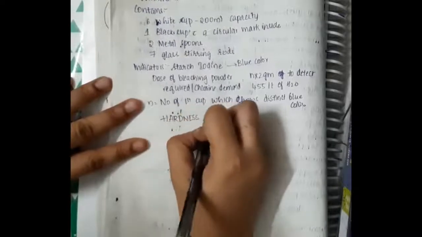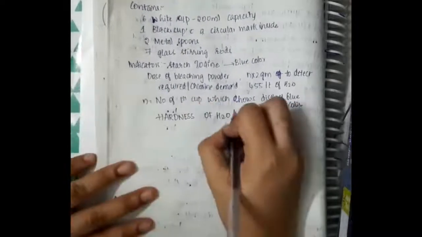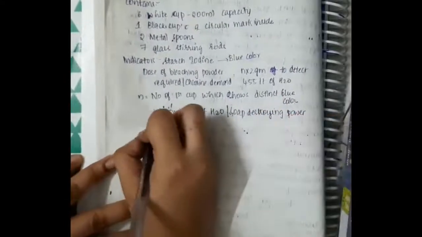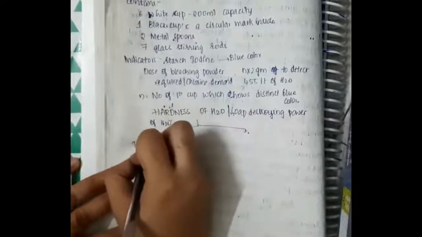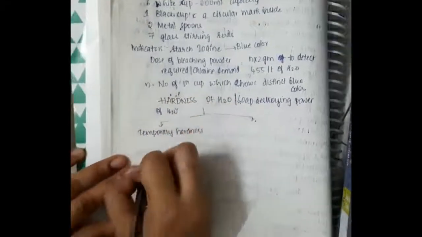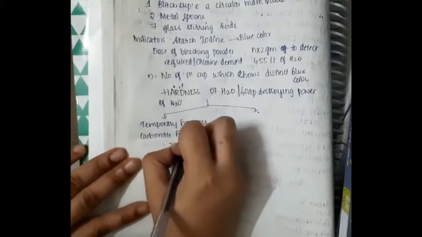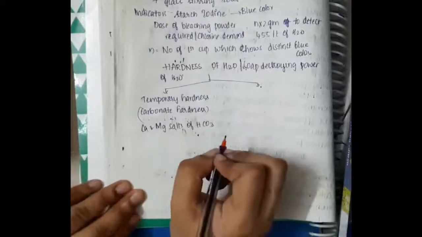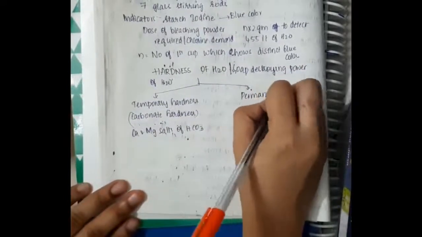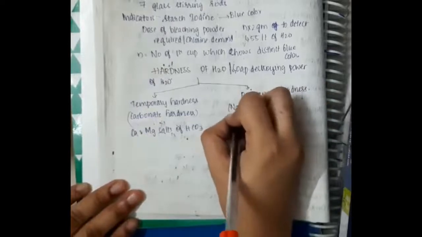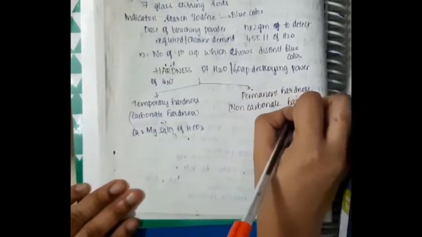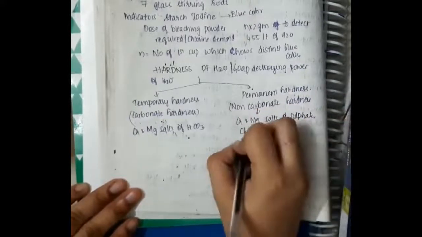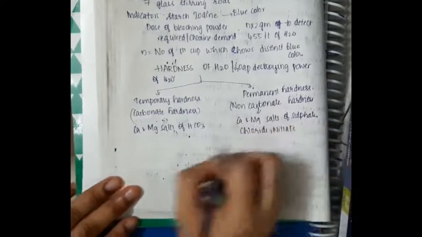Hello friends, let us now learn some important points about the hardness of water, or the soap destroying power of water. Hardness of water is divided into two types. One, temporary hardness of water, which is carbonate hardness, due to calcium and magnesium salts of bicarbonate. Then we have permanent hardness of water, also called non-carbonate hardness, which is due to calcium and magnesium salts of sulfate, chloride and nitrate.